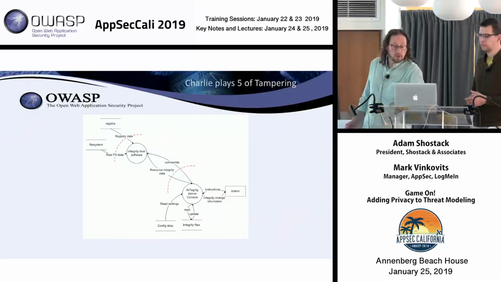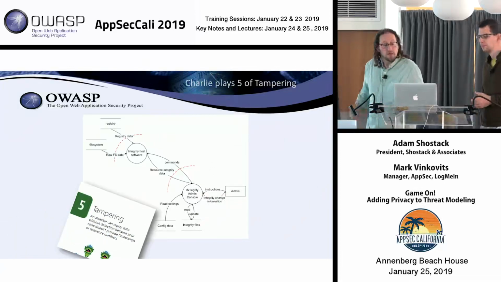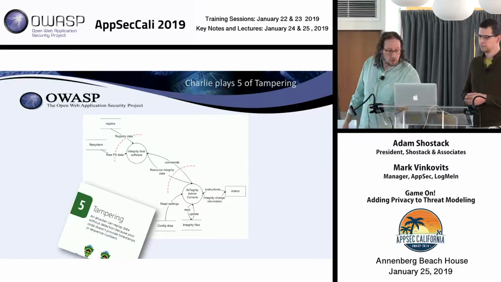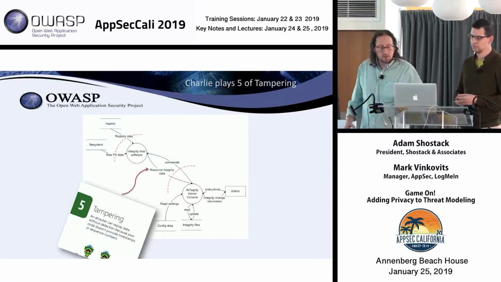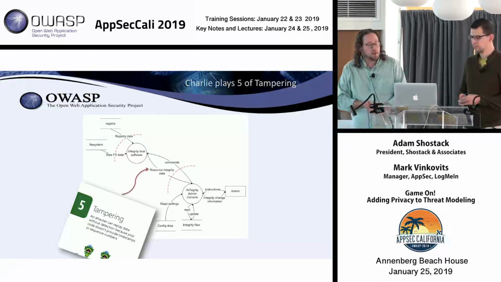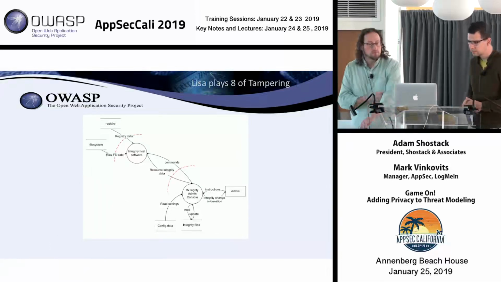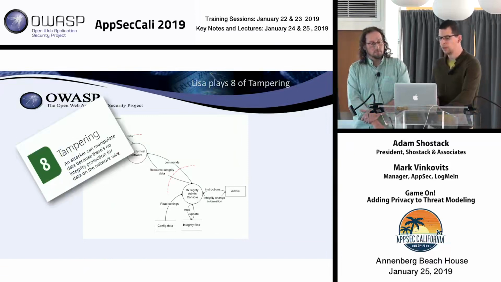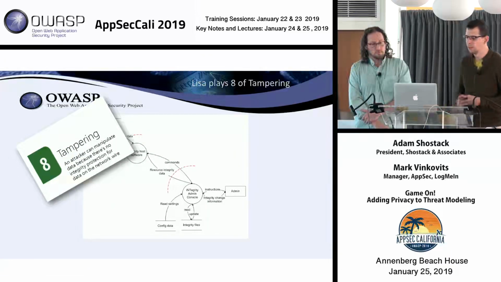So Charlie might play the 5 of tampering. An attacker can replay data because your code doesn't have timestamps or sequence numbers. And looking at the diagram, he might say that applies to this integrity data flow that comes back. And then finally, Lisa plays the 8 of tampering, saying an attacker can manipulate data because there's no integrity protection for data on the network.